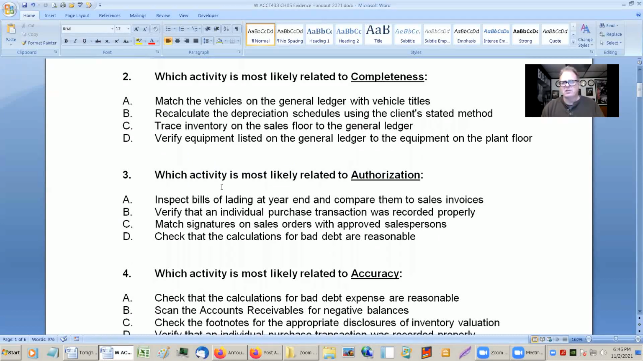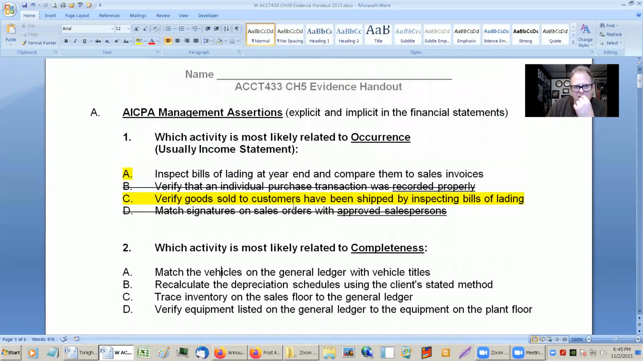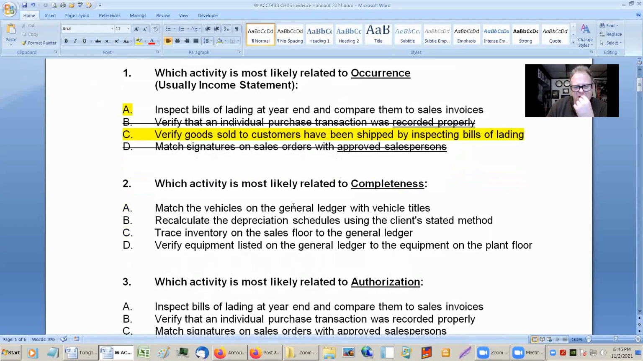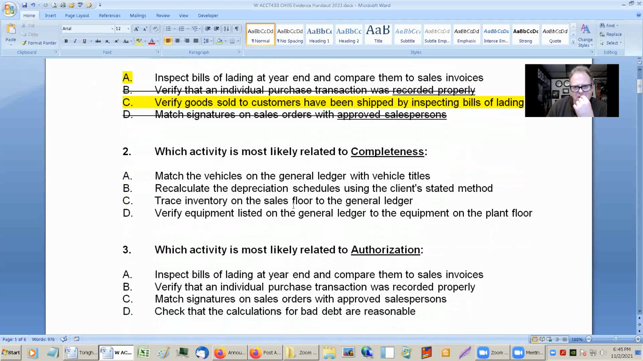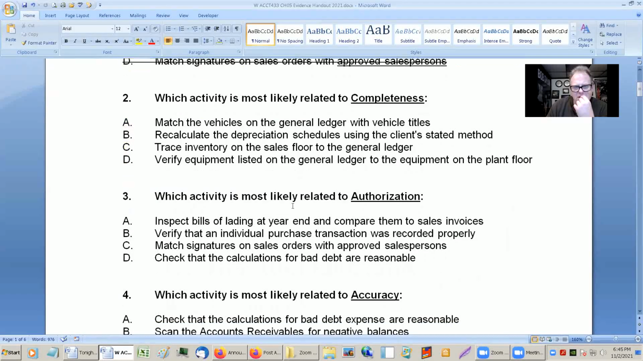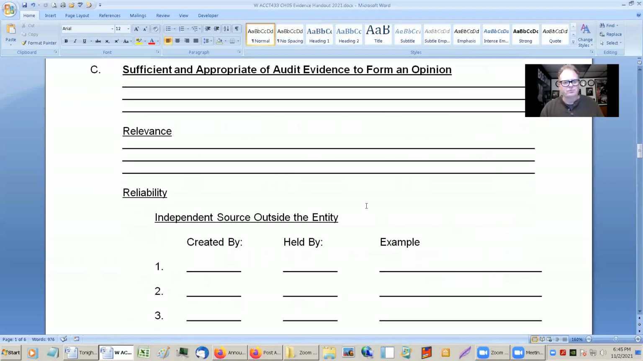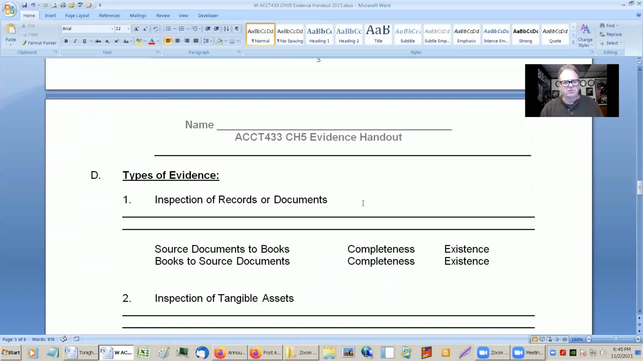Which activity is most likely related to completeness? Okay, and saying that everything is included in the financial statements. You know what? I should put something in here. I think. I know what to do. New plan. I got it in here somewhere.